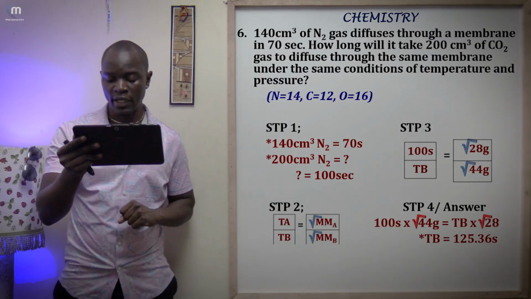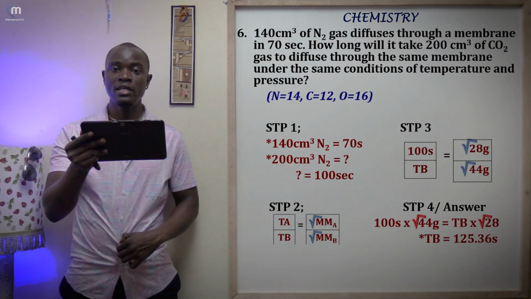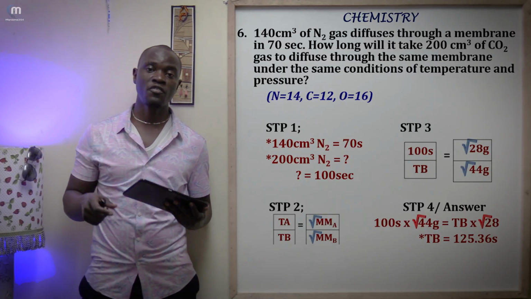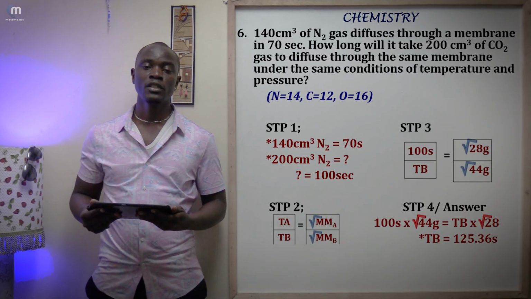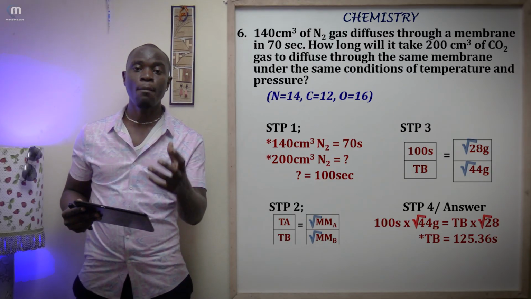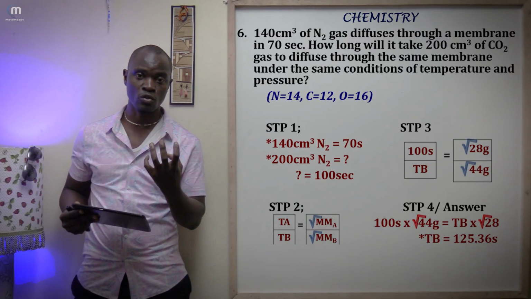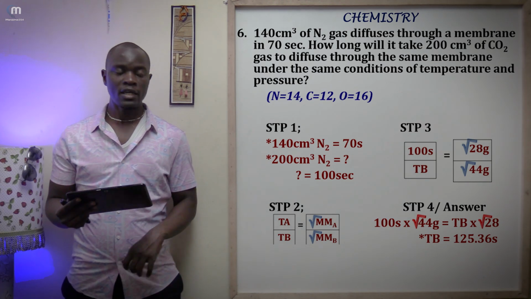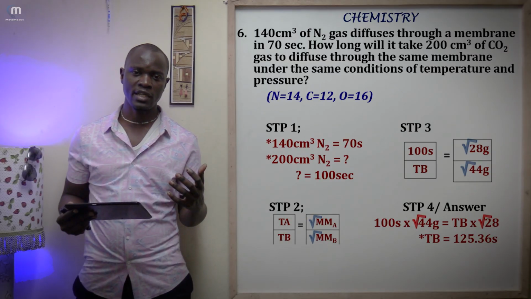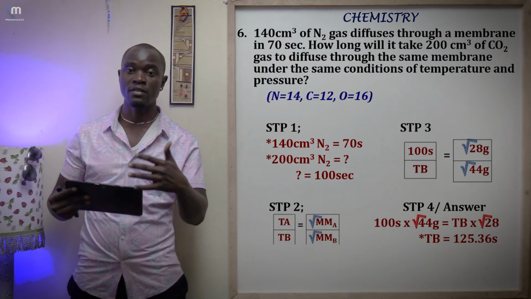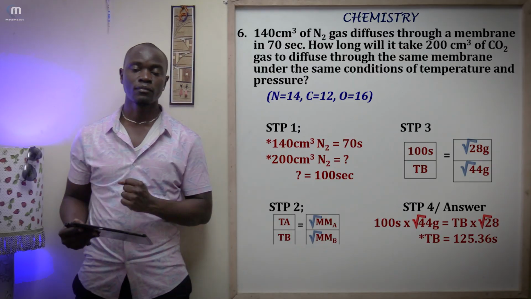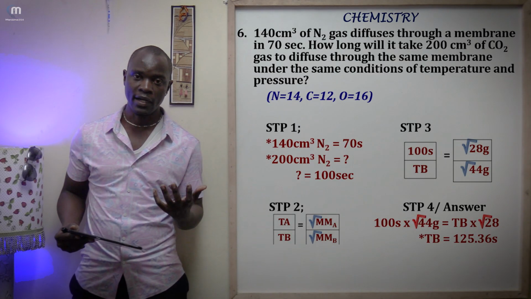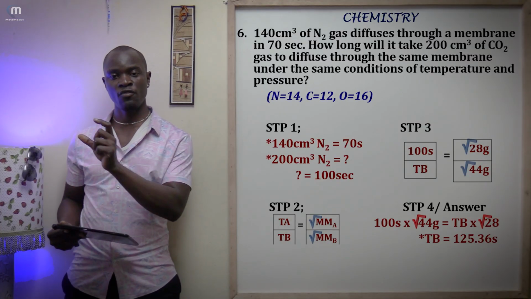So if you calculate it correctly, you are going to get that the time of B is 125.36 seconds, as you can see. So it is 125.36 seconds. That means that is the time carbon dioxide is going to take to diffuse through that medium that you have been told. If you can see, the time of nitrogen is less, but the time of carbon dioxide is more. So this means that nitrogen gas is a very light gas. That's why it diffuses very fast, while carbon dioxide is a denser gas. That's why it diffuses slowly.